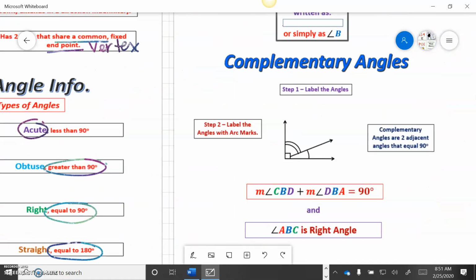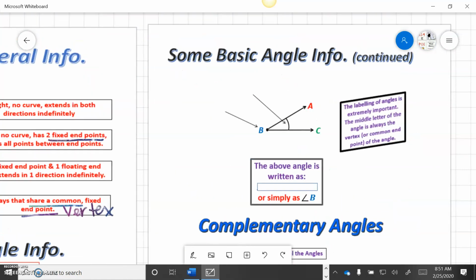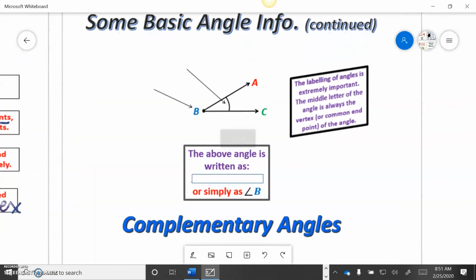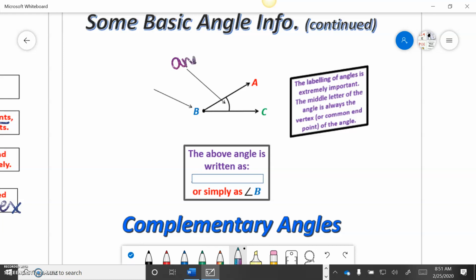So now we're going to come over here. Some basic angle information continued, and we're going to look at a couple of these. So here I have an angle. There are different parts of the angle that we need to make sure we are aware of. This is our angle mark. This is showing you exactly where the angle is. And then of course we talked about this, the point where the two rays meet is going to be called the vertex of the angle.